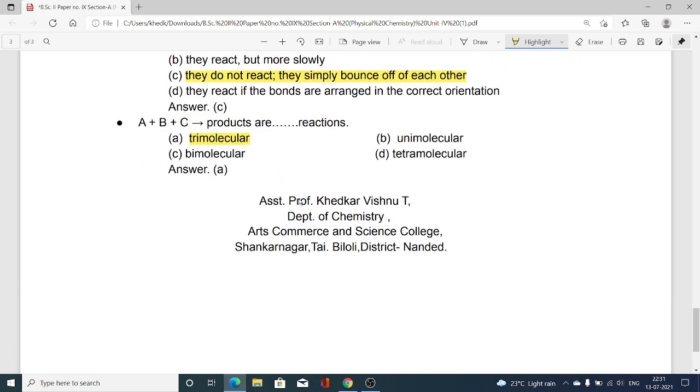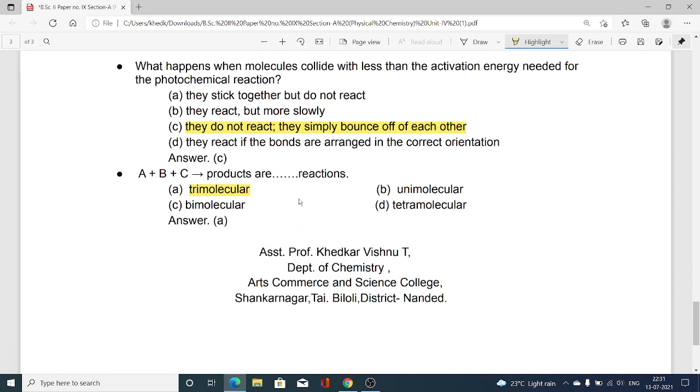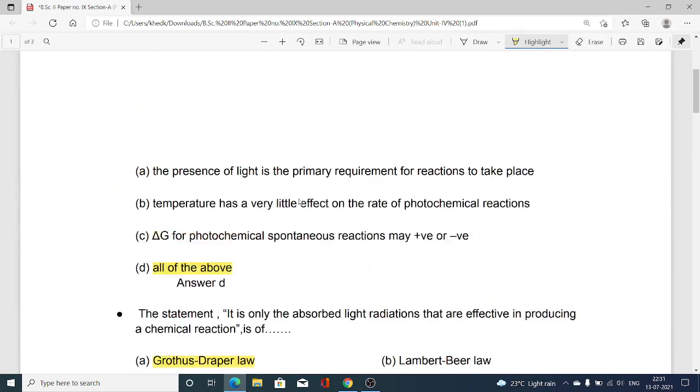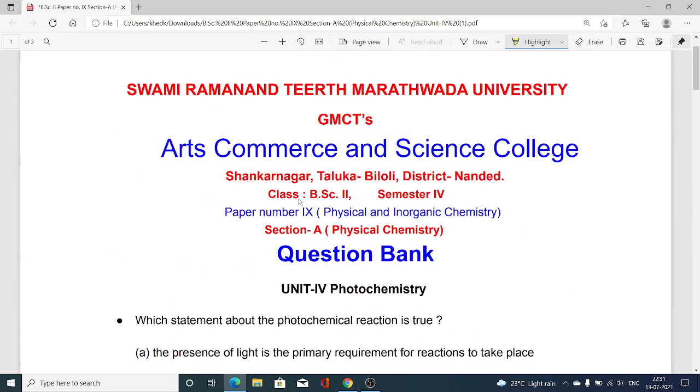This is regarding the multiple choice questions on paper number 9 from the syllabus of Swami Ramanand Tirtha Marathwada University, Nanded, for the class B.Sc. second year. It is useful for the examination.